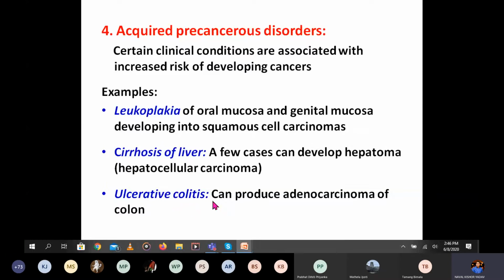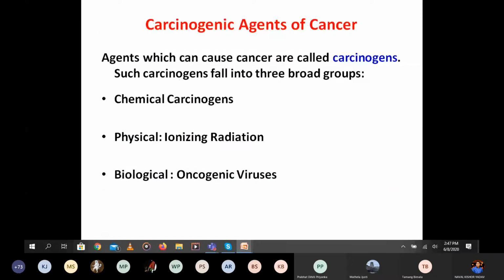Ulcerative colitis. This also can produce adenocarcinoma of the colon. Ulcerative colitis is an inflamed large intestine, and you can see the rectum. The large intestine and the rectum are inflamed. That is ulcerative colitis, which might also produce the cancer known as adenocarcinoma of the colon. So these are some conditions which might cause the development of different cancers. So that was the predisposing factors.